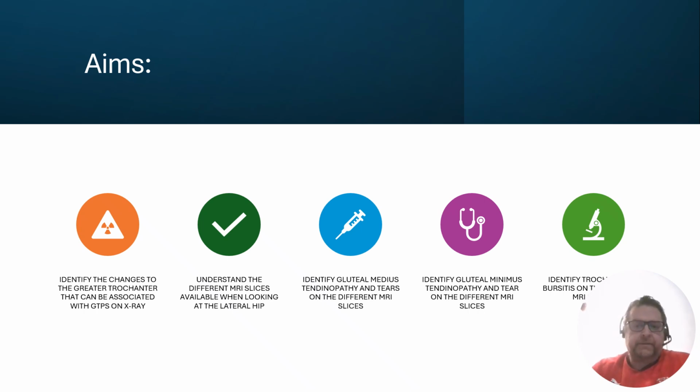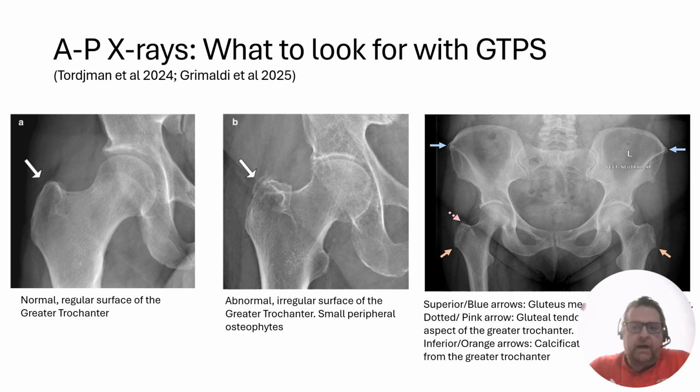So let's jump in. While MRI is gold standard for GTPS, X-rays do have their place. So we can see here, this is a normal regular surface of the Greater Trochanter, but comparing it to B, you can see an irregular surface on the Greater Trochanter with small peripheral osteophytes, which sometimes can suggest long-term abnormal load or tension where the tendons attach.